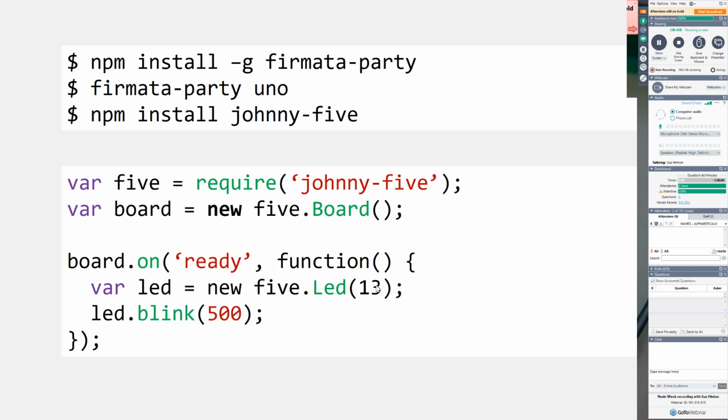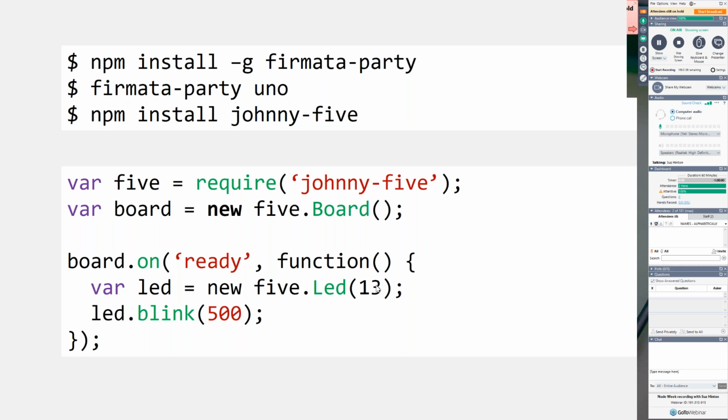So I made a CLI tool called Firmata Party, and the name maybe not suggesting what it does, but essentially you can install it as a global CLI tool. You can run it with the name of the board you're using, and then it will just automatically upload the correct version of Firmata onto your board, so that you can get up and running and not even have to open the Arduino IDE, and you don't have to know any C++. You can just be completely removed from that process.